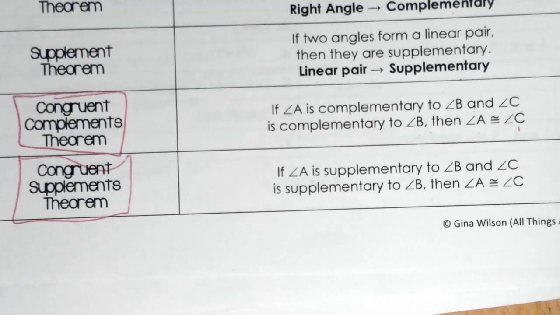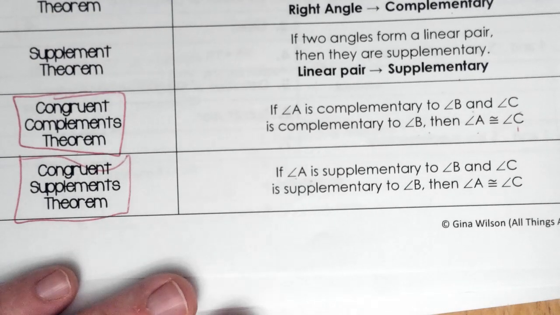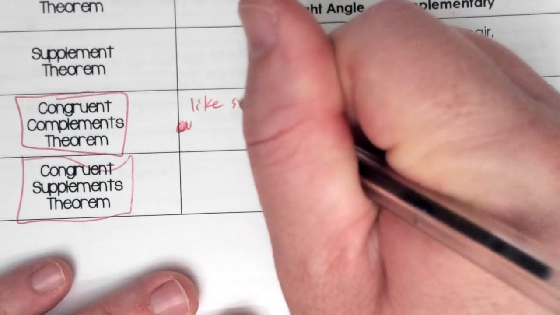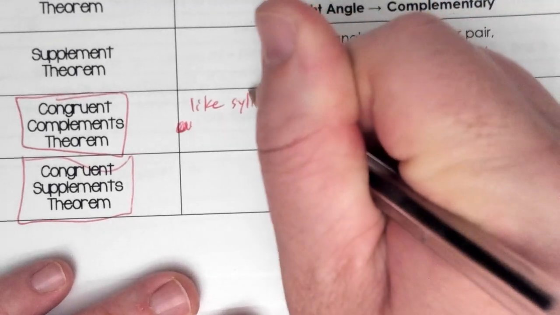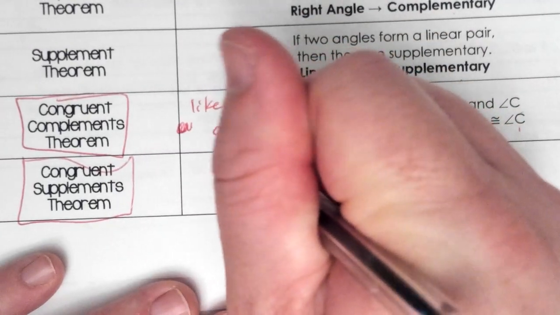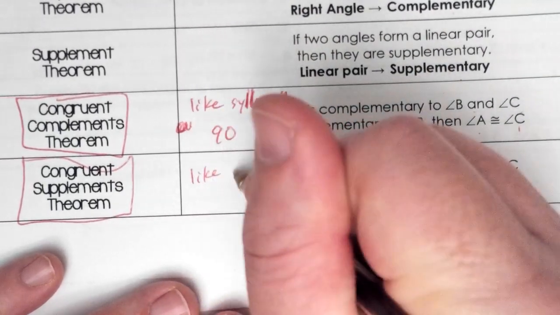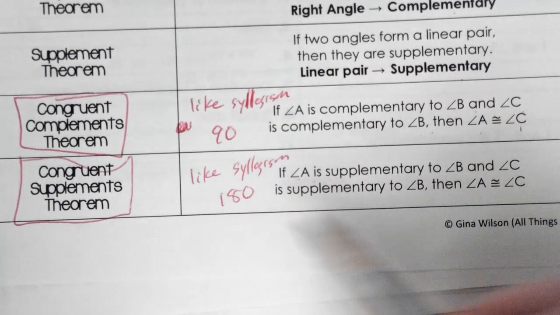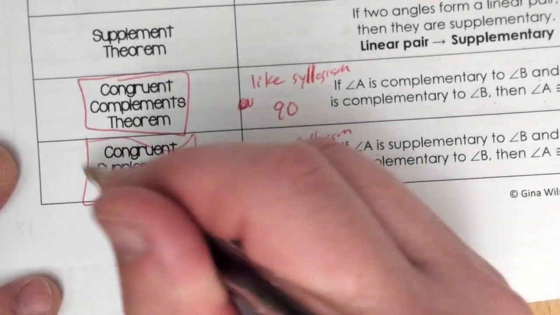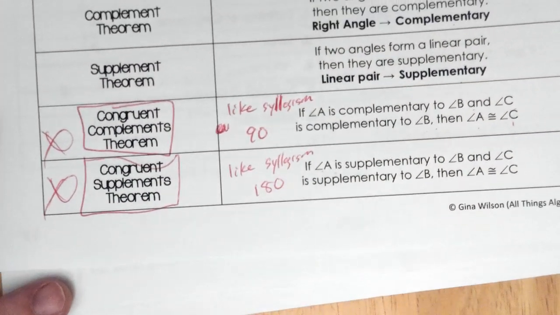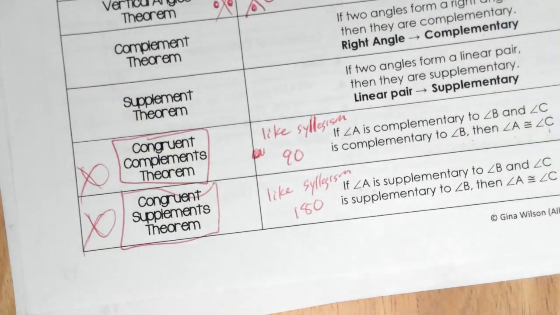So how can I explain this? Basically it's just cutting out the middleman. It's like syllogism again, where you're cutting out the middleman, right? Or transitive. So cutting out the middleman with 90 degrees. And this one is like syllogism, but with 180 degrees. So if you don't learn these, that's okay. They're not used very often. We usually just use the transitive property to take its place. So it's totally okay. All right, so that's 18.